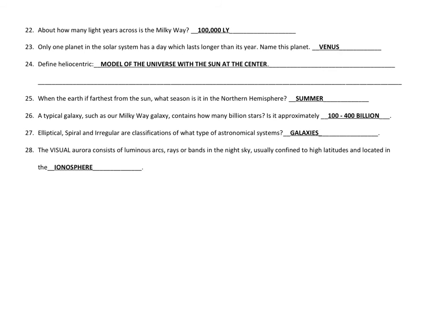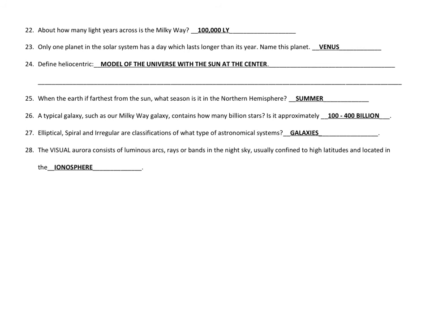Only one planet in the solar system has a day which lasts longer than its year, and that of course would be Venus. I think we just went over that with the other activity sheets in class. The heliocentric model puts the sun at the center of the universe. That's Copernicus, that's support from people like Galileo and Kepler, and really upset the church. So if you came out talking about the heliocentric model, you are going against the geocentric model, and you could be called a heretic.